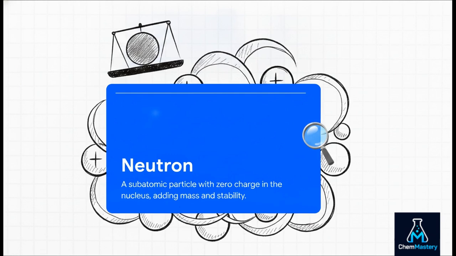Next up, we have the neutron. And the neutron, as the name cleverly suggests, is entirely neutral, so it brings zero electrical charge to the table. But don't let that fool you. It is absolutely vital for two huge reasons. It gives the atom its mass, and it acts almost like a molecular glue. It provides the necessary stability to hold those repelling, positively charged protons tightly together in that dense nucleus.